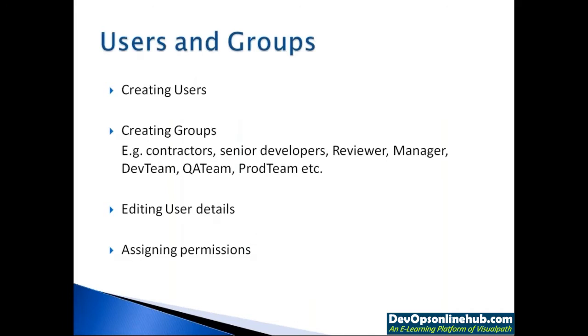In users and groups, there are the following operations: first of all creating the users, creating groups from the users, and assigning the users into individual groups. For example, a group can be contractor, senior developer, reviewer, manager. Suppose two, three users are developers, and we have created users by their name, and we want to commonly assign some permissions for those two, three developers. So we will create a group, for example a dev team.